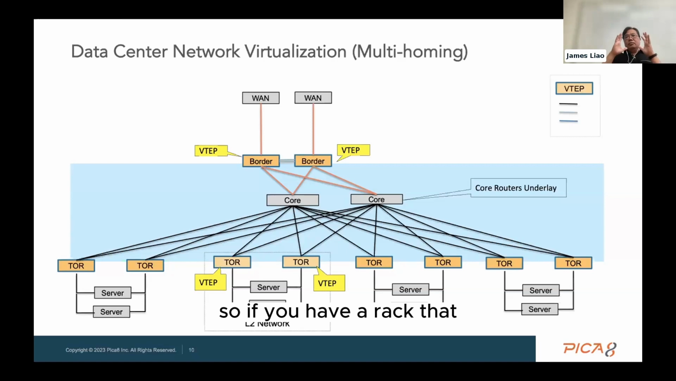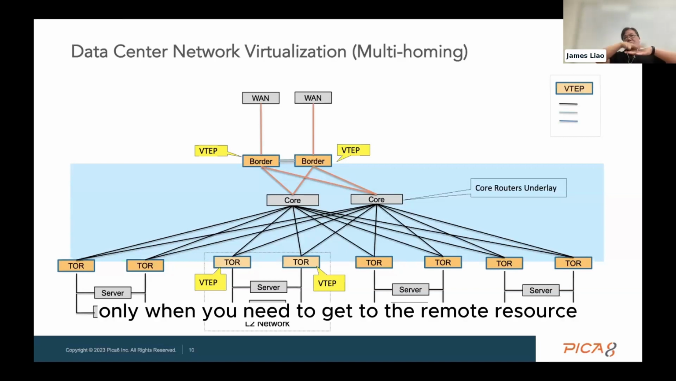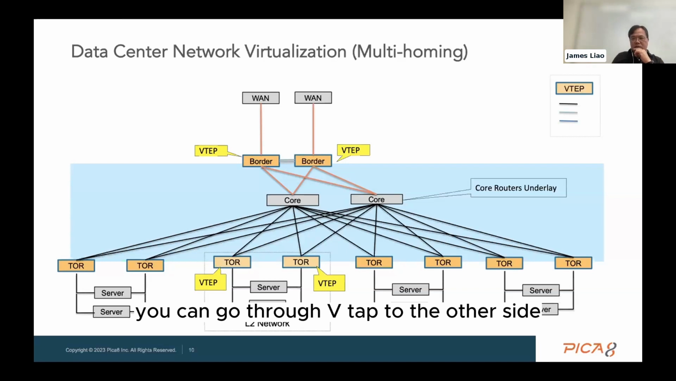So if you have a rack with servers that's already optimized for local compute and local clustering, you don't necessarily want to use multi-homing. You can stay with the MLAG, and then only when you need to get to the remote resource, you can go through VTEP to the other side.